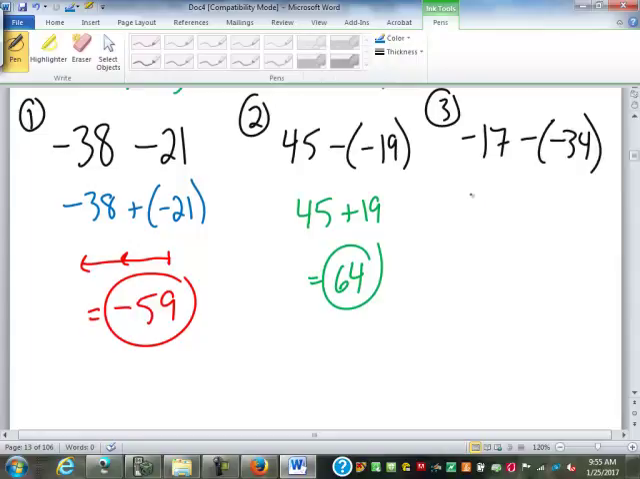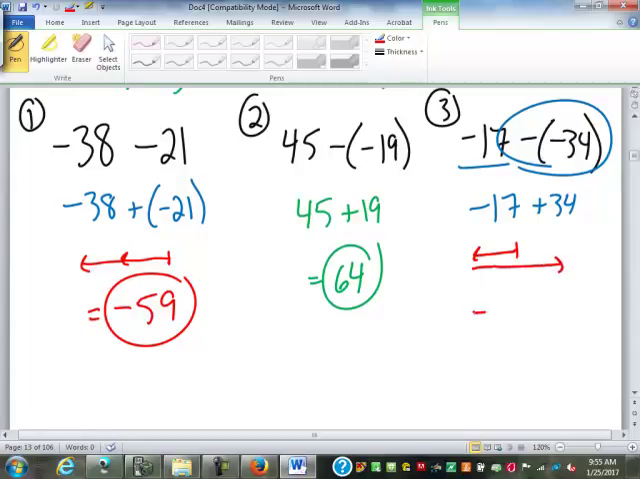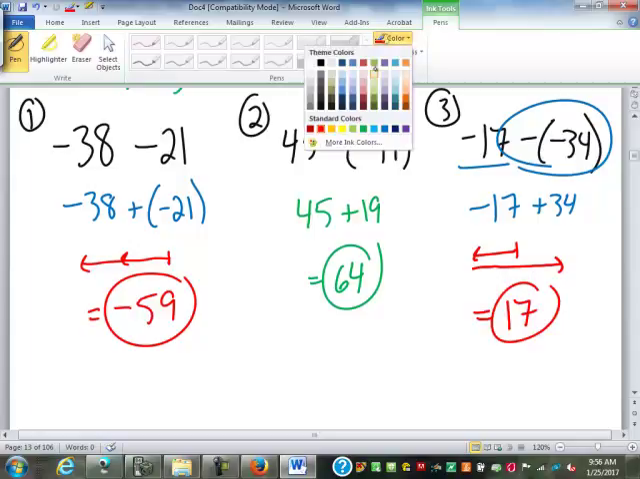This one is going to become, what happens to the negative 17? Nothing. It stays the same. Negative 17. This becomes plus 34. So from 0, we've got negative 17. Positive 34 is the opposite direction and longer, so we end up with positive 17, or just 17. Good.